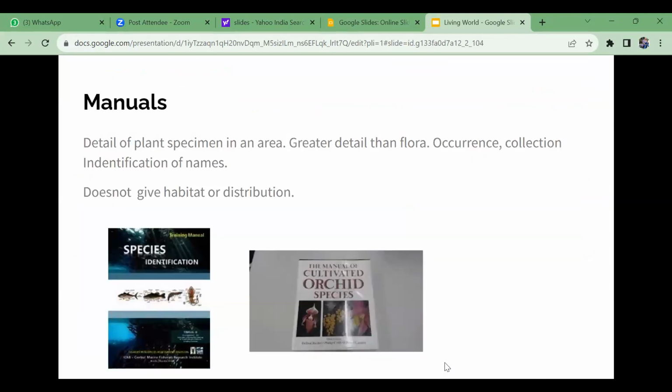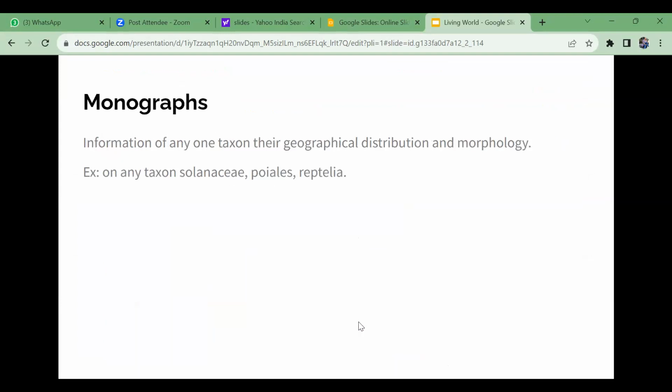मतलब manual और flora का difference क्या है? Flora में it is concentrating more on habitat and distribution. Manual is completely giving you information of a particular plant. Now देखो, the manual of cultivated orchid species, मतलब orchids के बारे में सब कुछ लिखा हुआ है यहाँ पर. Monograph, the word only says mono, मतलब एक, कोई एक taxon के बारे में देगा, like Solanaceae. See, Solanaceae is a taxon. Family is a category. Solanaceae के बारे में, Reptilia के बारे में, Reptilia is a class. Category is a class. Reptilia या फिर Poiles इसके बारे में.